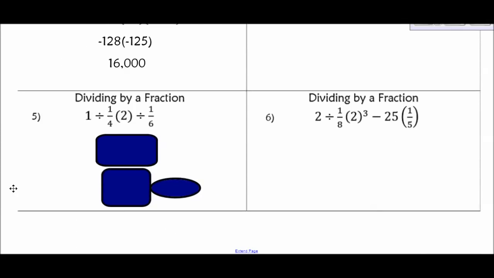Alright, the next one is talking about dividing by fractions. Dividing by a fraction is actually going to increase the number, as long as the fraction is less than 1.